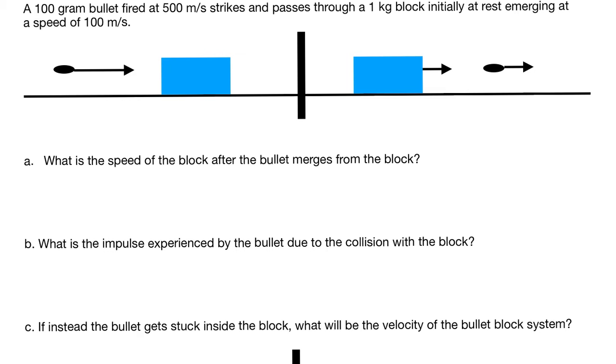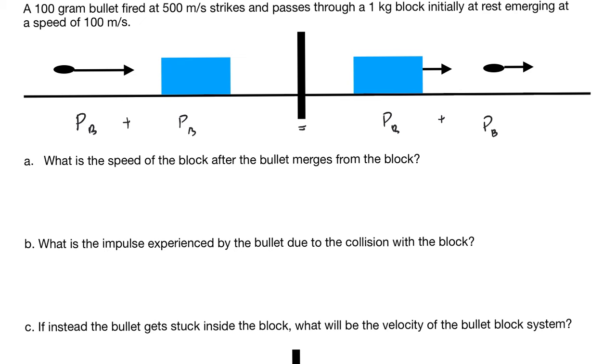to pass through the first block. So as it is a collision, we would be able to say that the momentum of the system before, so if I add up the momentum of the bullet, momentum of the block before, that has to equal the momentum of the bullet and the block after. So all I'm going to do is plug in all the information I need to calculate momentum, which is mass times velocity. So what is the speed of the block after the bullet emerges from the block?